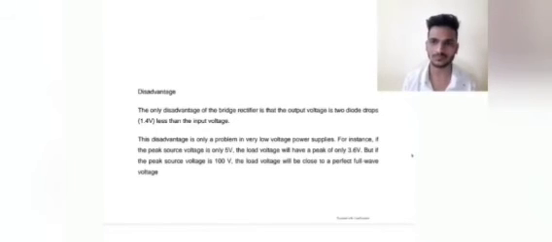Disadvantage. The only disadvantage of the bridge rectifier is that the output voltage is two diode drops less than the input voltage. This disadvantage is only a problem in very low voltage power supplies. For instance, if the peak source voltage is only 5 volts, the load voltage will have a peak of only 3.6 volts. But if the peak source voltage is 100 volts, the load voltage will be close to the peak full wave voltage.